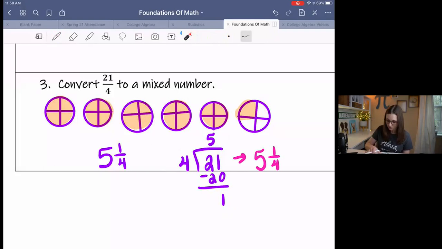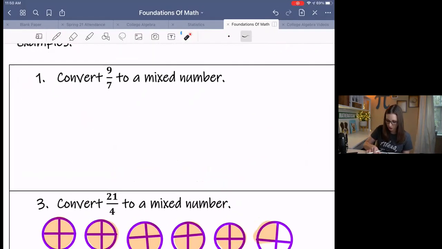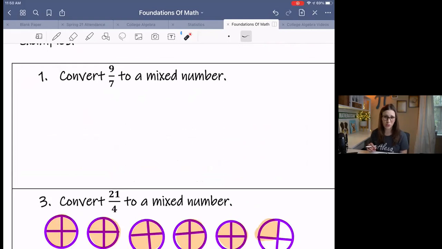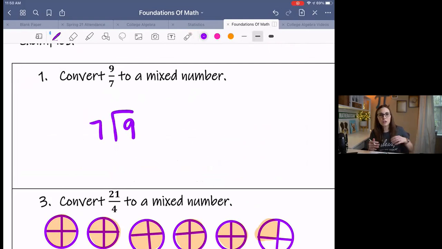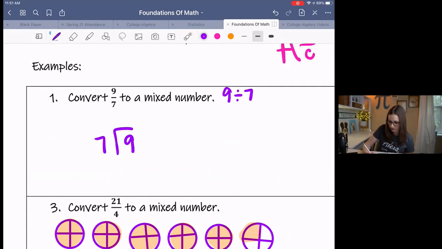Pretty cool, right? So on this one, I mentioned earlier that I really didn't want to draw sevenths. That's really hard to do, especially with my skills. So on this one, I'm actually just going to divide it. 9 divided by 7. And if you're getting confused as to where the 9 goes and where the 7 goes when you're writing that, this is 9 divided by 7. So you can also write that 9 divided by 7. And so what's happening is we have top divided by bottom.